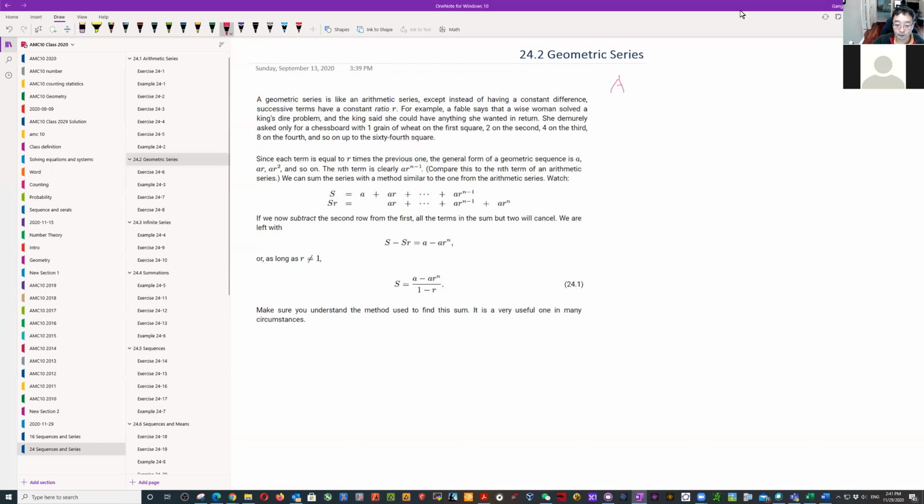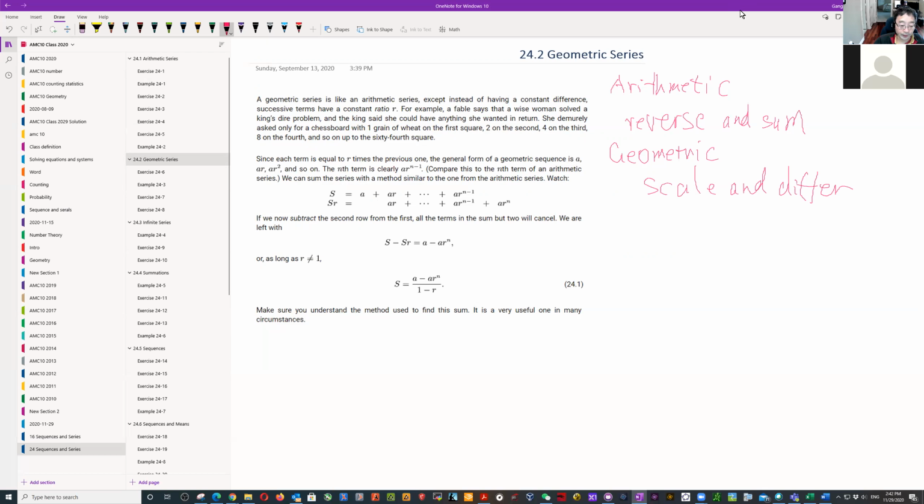So let's do a comparison. For the arithmetic series, we use reverse and sum. And then for the geometric series, we use scale and difference. So this is how it can be done.